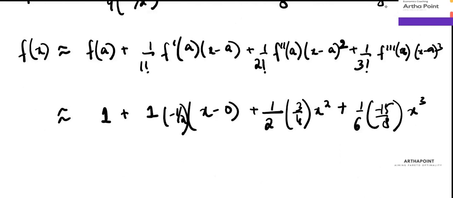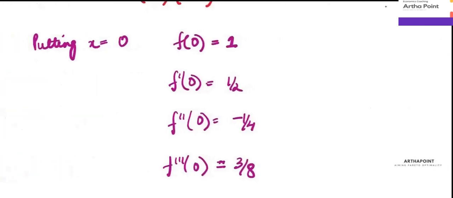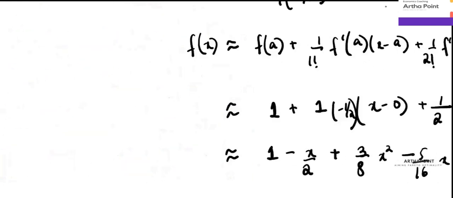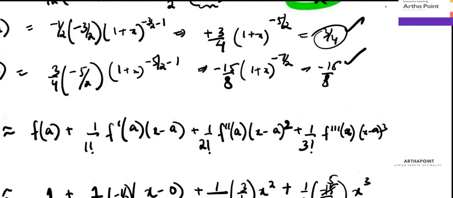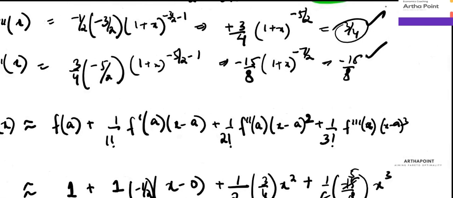into x cube. So it becomes approximately equal to 1 minus x by 2 plus 3 by 8 x square minus, so this is 3 2s and 3 5s, 5 by 16 x cube. So this is how we go ahead and we do Taylor's approximation. You can try with the different Taylor approximation values and see if you're able to solve this.